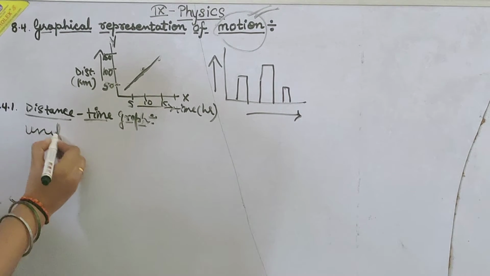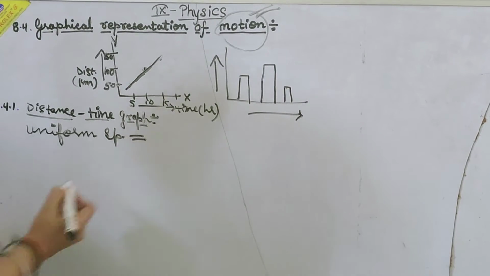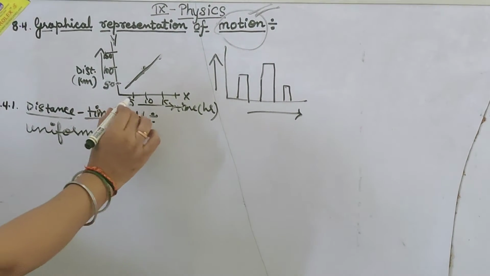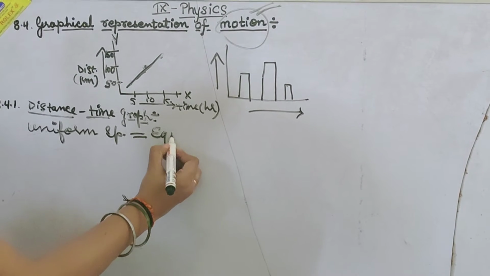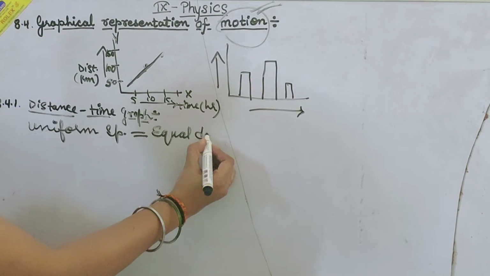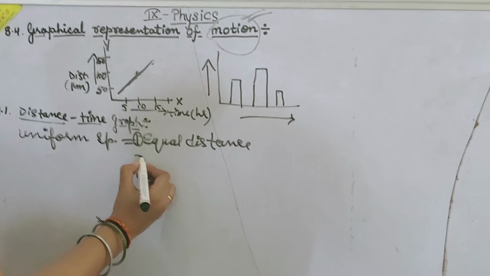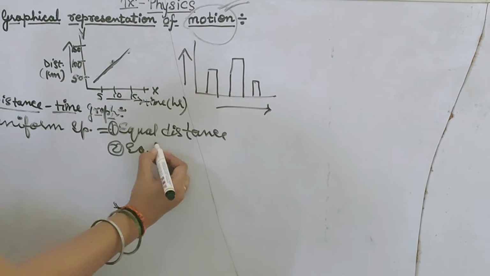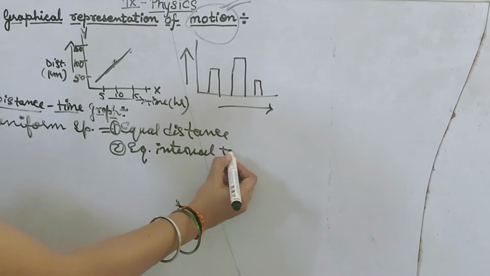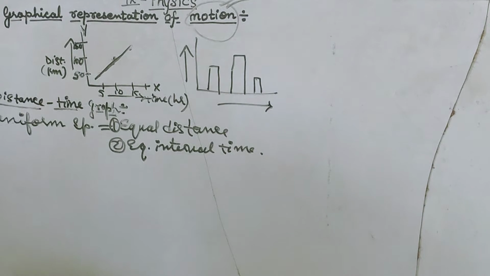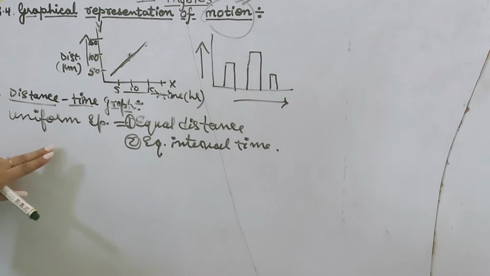And how is uniform speed usually represented? The object travels equal distance in equal intervals of time. So two basic conditions are required here: the first is equal distance, and the second is equal interval of time. So time will also be in equal intervals. Both the units are described. So this is for uniform speed.